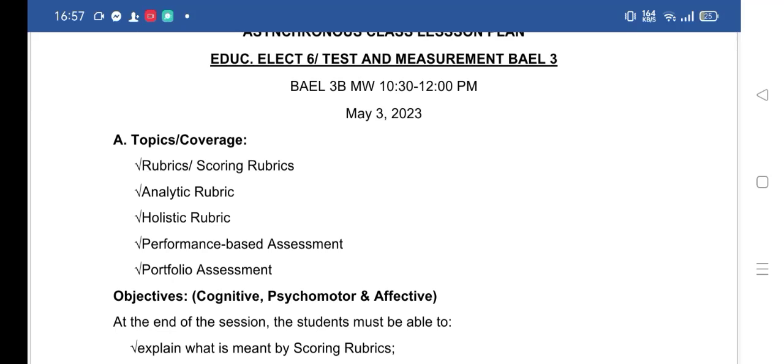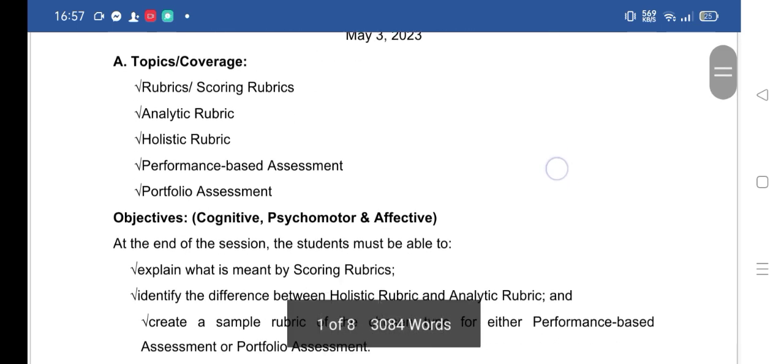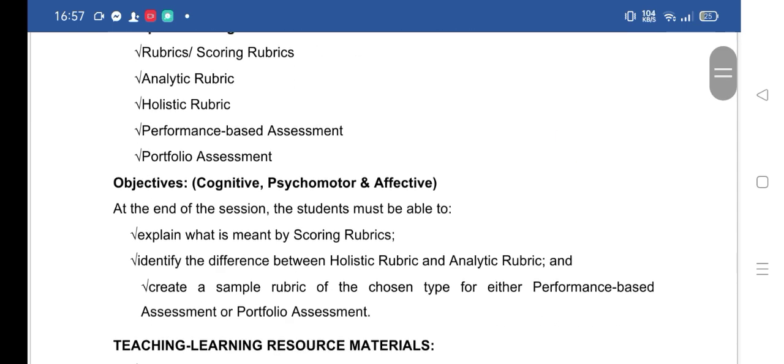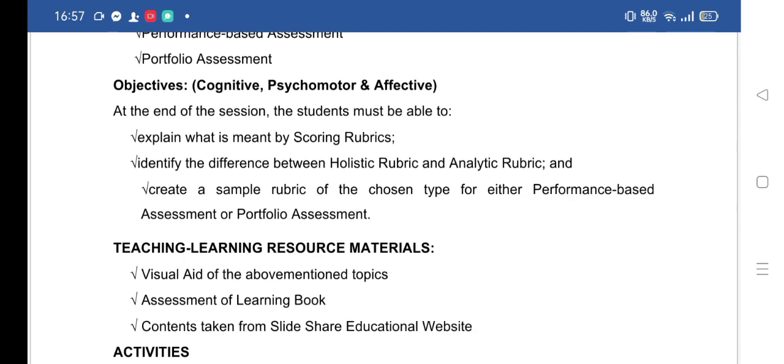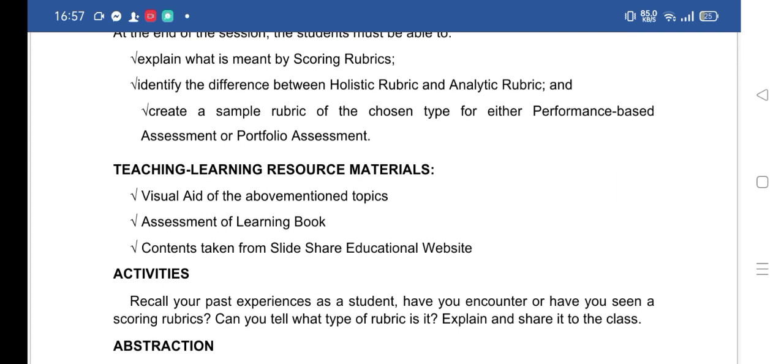Good afternoon, everyone. So we are to discuss the topics or coverage: rubrics or scoring rubrics, analytic rubric, holistic rubric, performance-based assessment, and portfolio assessment. In the objectives, at the end of the session, the student must be able to explain what is meant by scoring rubrics, identify the difference between holistic rubrics and analytic rubrics, and create a sample rubric of the chosen topic for either performance-based assessment or portfolio assessment.